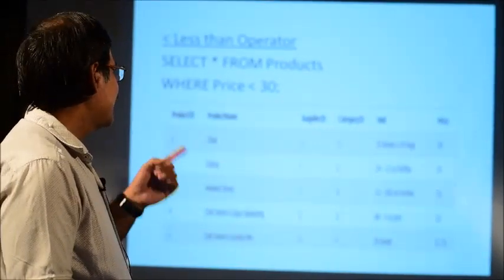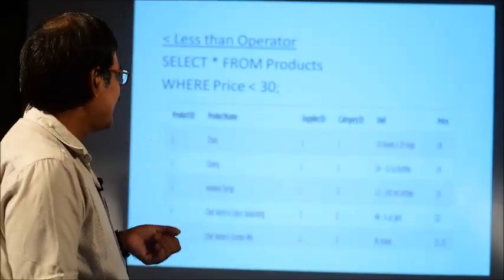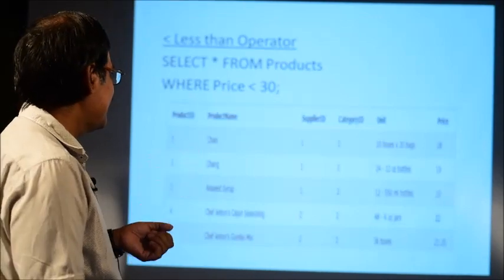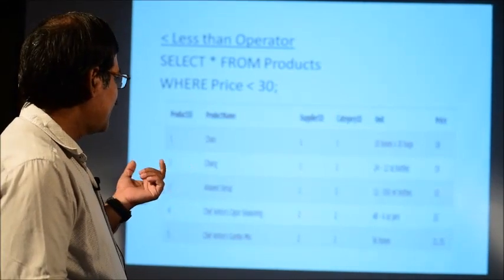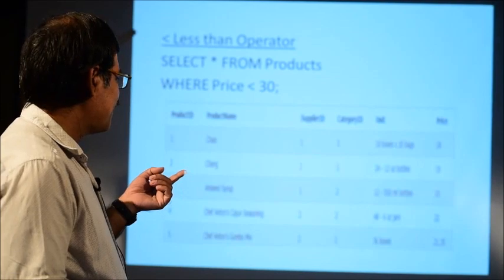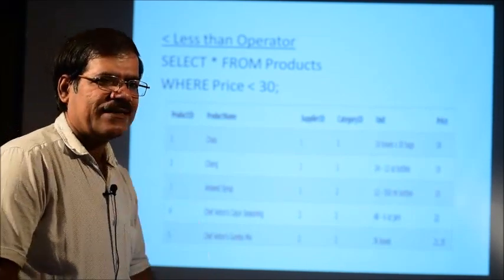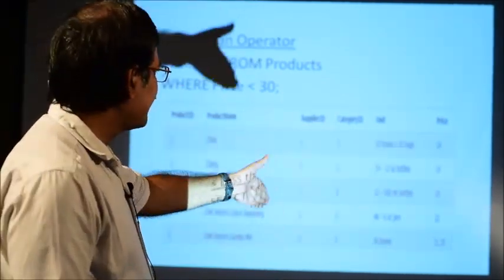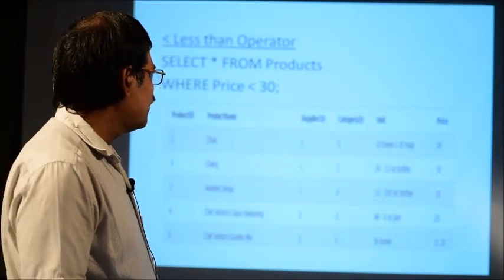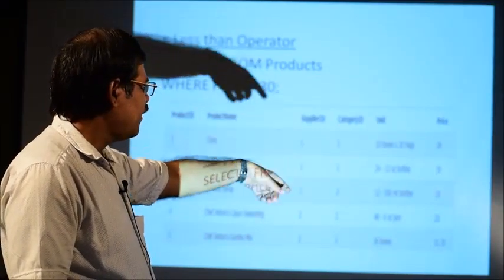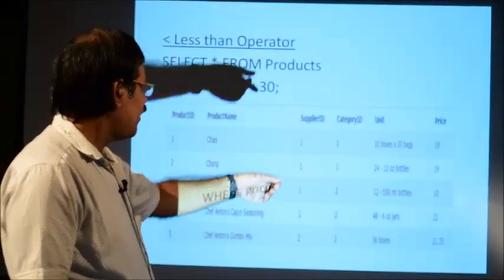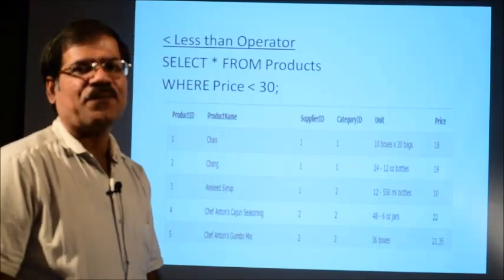18 is less than 30. 19 is also less than 30. 10 is less than 30. 22 is also less than 30. 21.35 is also less than 30. So what records are selected here from this table? You look for all the records whose price value is less than 30.